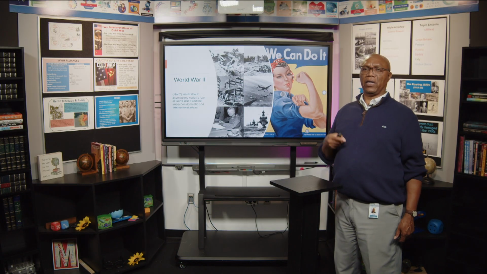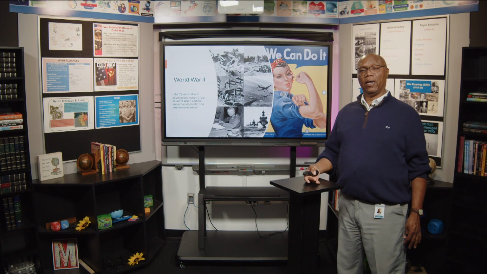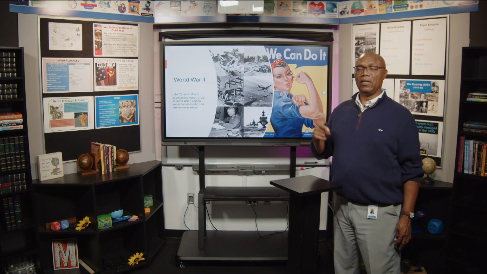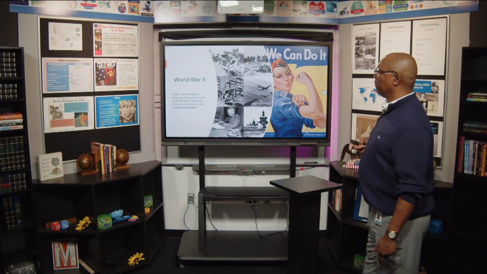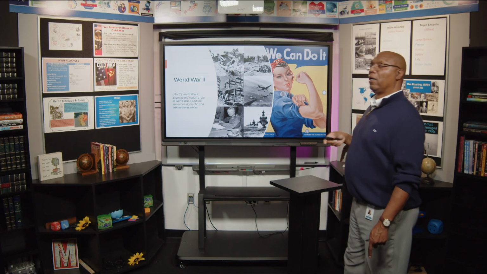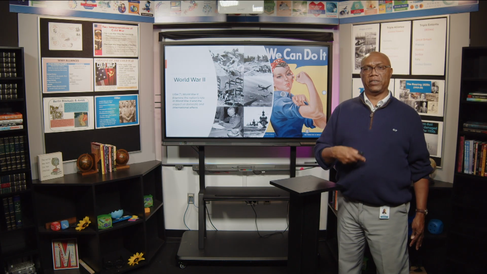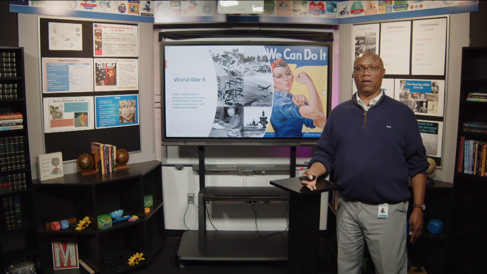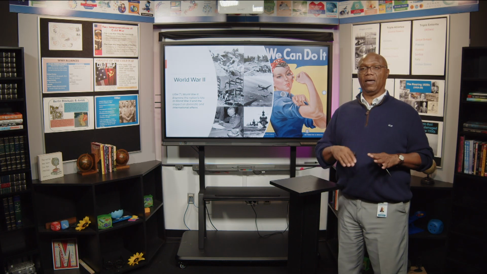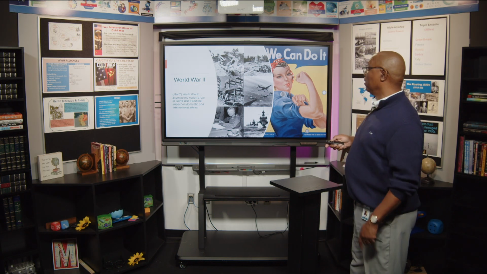Now, the test items relate to that objective and support what we need you to know when it comes to the MAP assessment, when it comes to WW2. World War II Standard 7 says: examine the nation's role in World War II and the impact on domestic and international affairs. So not only what the impact was here at home, but what the impact was overseas. With that, we'll get started by looking at some of those test items that have been retired. Even though they've been retired, the test items change a little bit, but for the most part, the same ideas are incorporated in the new test items.